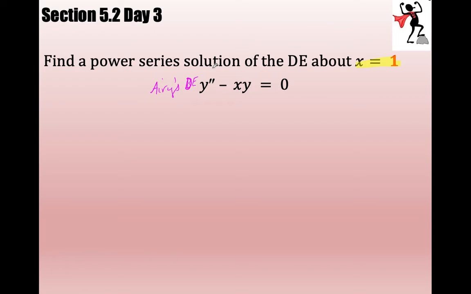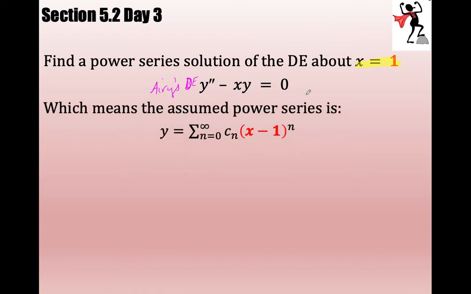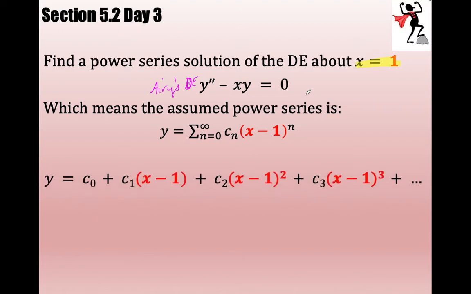So I start this mostly the same, with the same assumption, except when I assume a power series solution, my power series solution looks a little different. Right? Instead of having x to the n, it has x minus 1 to the n, which means I'm looking for a power series expansion that looks like this. And remember, our job, what we like to do, is to get all the coefficients in terms of the first two arbitrary ones.